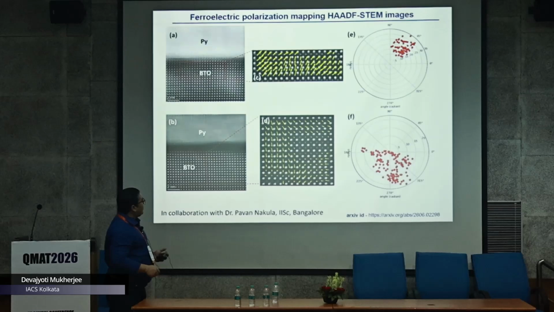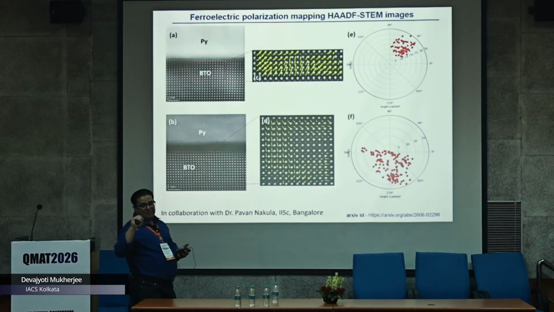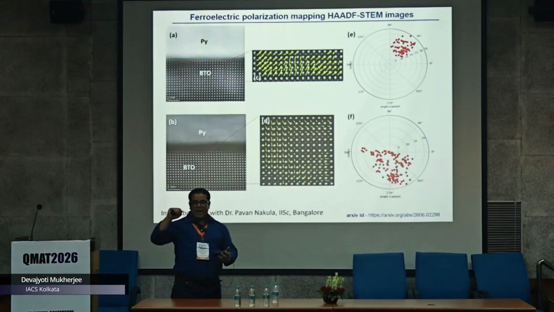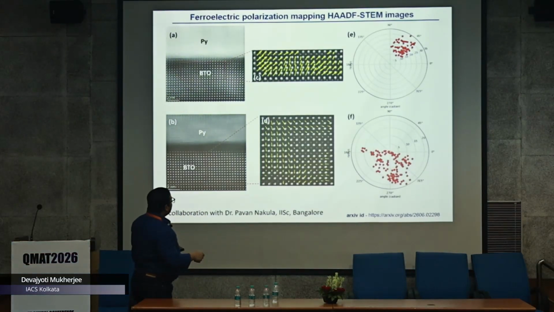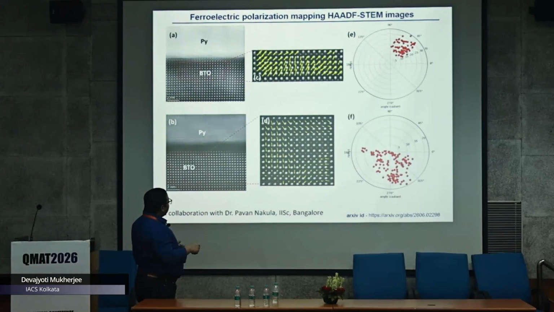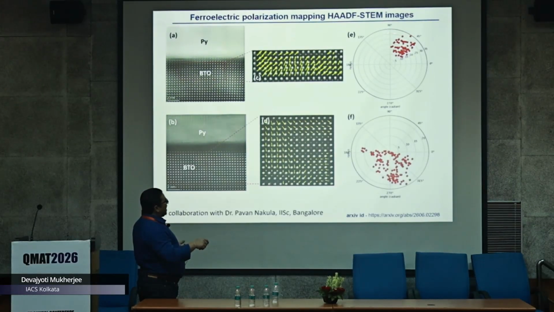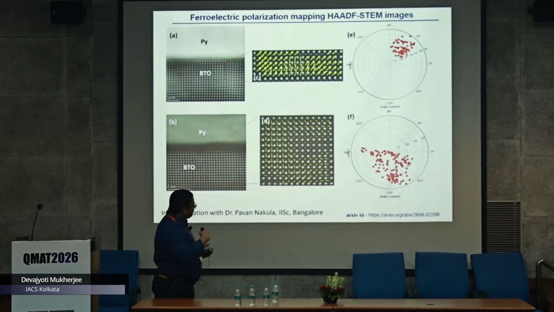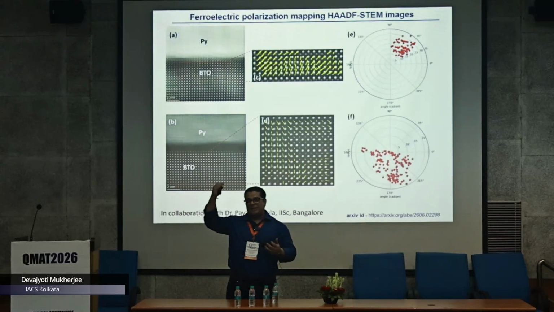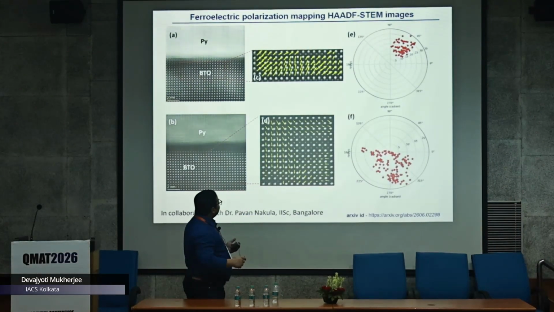We also did polarization vector maps. These were done in collaboration with Pawan Nakula from ISC Bangalore. They traced the displacement of the titanium ion in barium titanate, because it's the displacement of the titanium ion which gives the polarization. What they observed is that the polarization vectors in two different samples are 180 degrees out of phase. What I mean by that is, here you can see most of these red dots are around 90 to 45, and here they are almost 180 degrees apart. This is due to the different directions of the inherent spontaneous polarization in barium titanate.